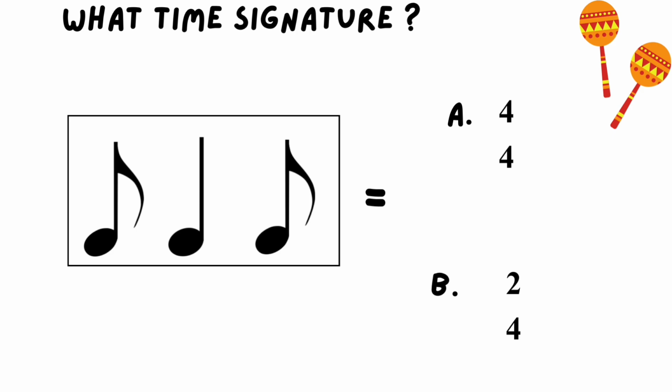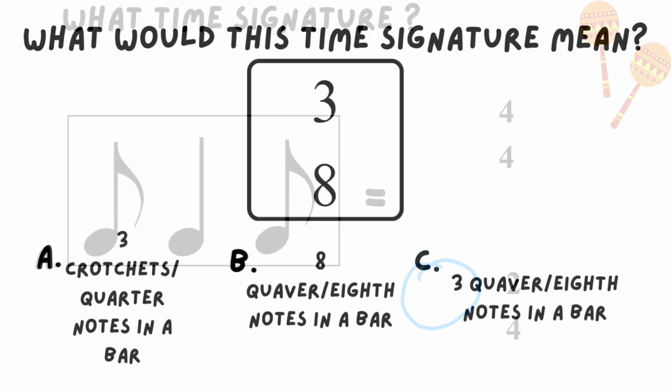What time signature would this piece of music be? Would it be 4/4 or 2/4? Have a think, pause the video if you need to. Answer coming up. 3, 2, 1. This answer is 2/4, which is 2 crotchets in a bar.